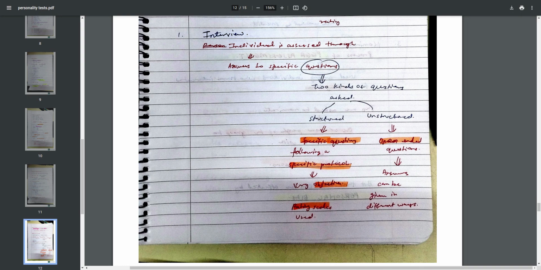Then we come to the unstructured questions. These are very open-ended questions. Open-ended means there is no right or wrong answer. Their quality of answers is measured here.